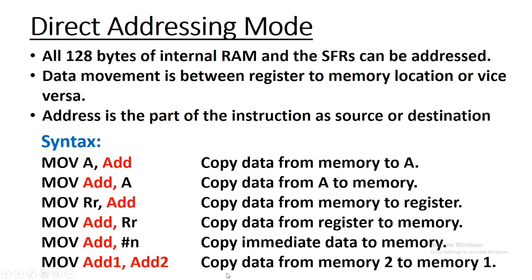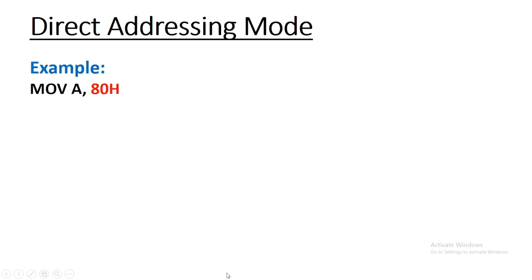Next instruction is MOV address, #n. #n is the immediate data, and that immediate data will be loaded into the memory location of this address. And the last instruction is MOV address1, address2. Here you can move the data from one memory location to another memory location. Address1 is the destination, address2 is the source. So data from address2 will be copied into the memory location of address1.